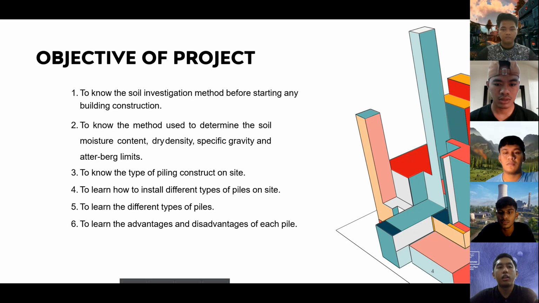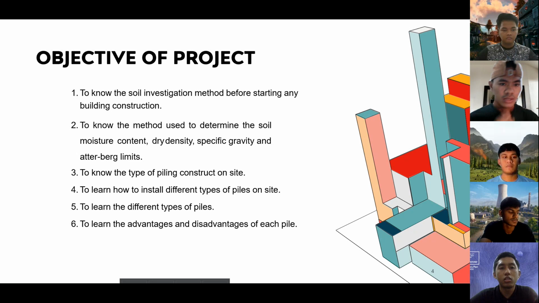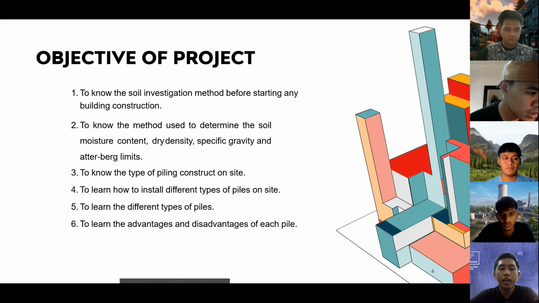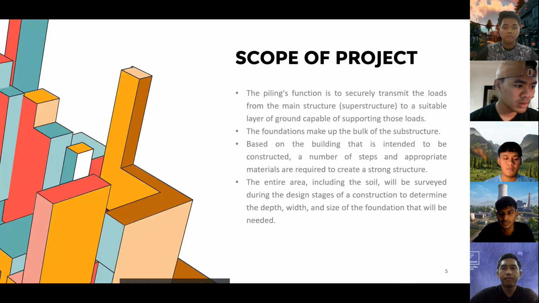So this is the objective of the project. Number one is to know the soil investigation method before starting any building construction. Number two is to know the method used to determine the soil moisture content, dry density, specific gravity, and Atterberg limits. Number three is to know the type of piling construction on site. Number four is to learn how to install different types of pile on site. Number five, to learn the different types of pile. And the last one is to learn the advantages and disadvantages of each pile. Next, I will pass to Zikri.